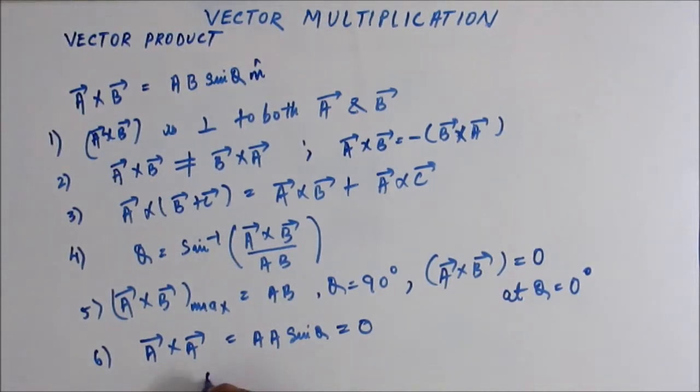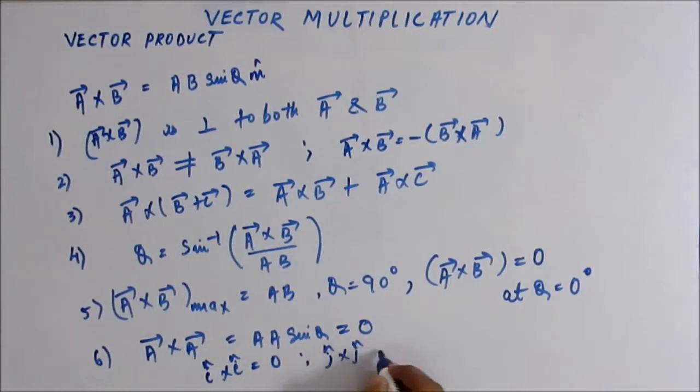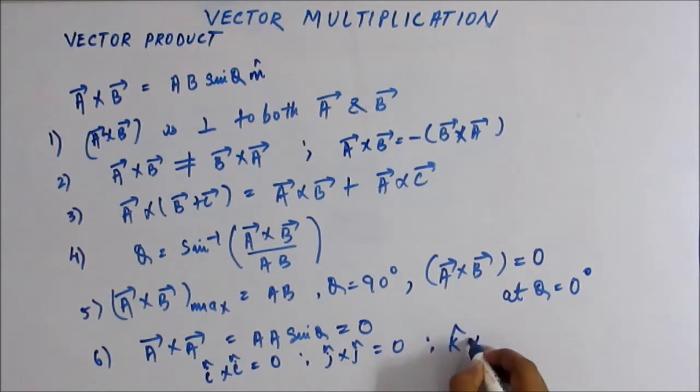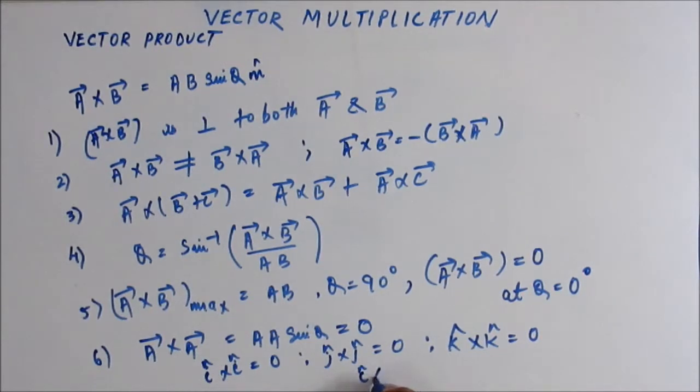So i cap cross i cap, this is going to be 0. Fine. j cap cross j cap, this is going to be 0. k cap cross k cap, this is going to be 0. Fine. Okay, i cap cross j cap. What is this going to be?